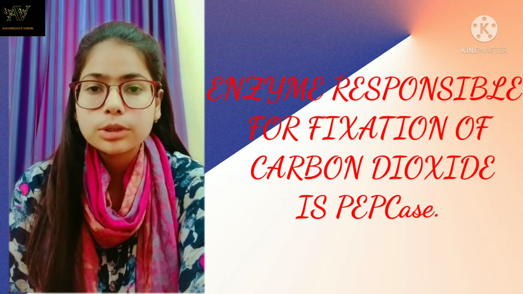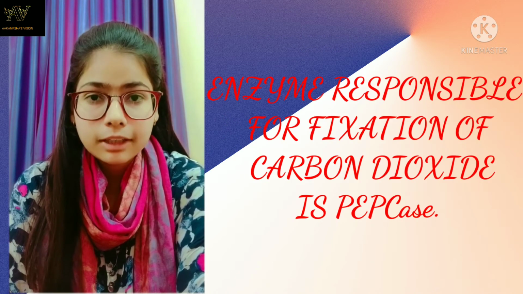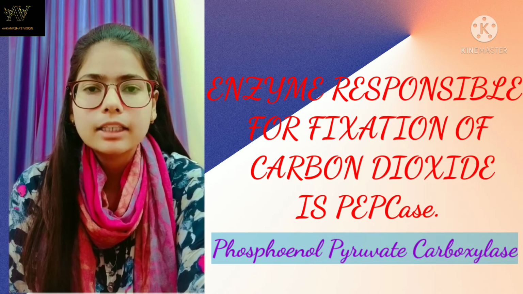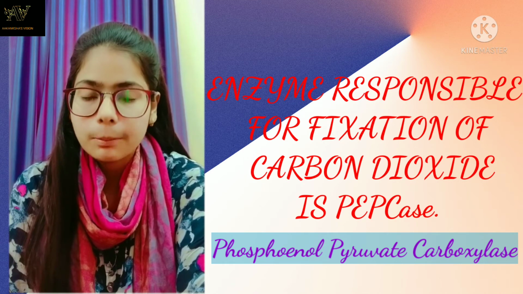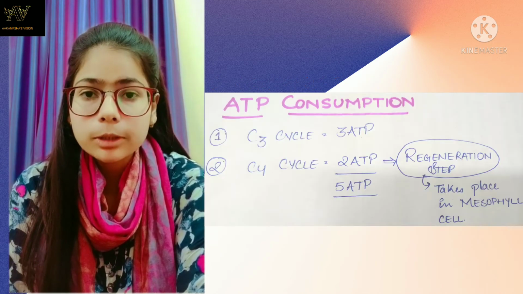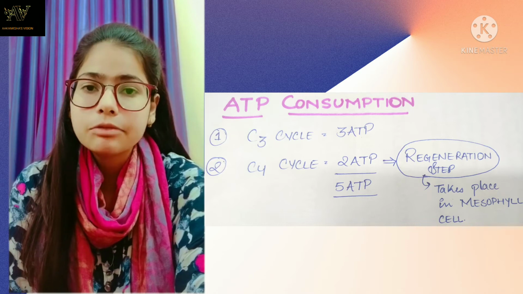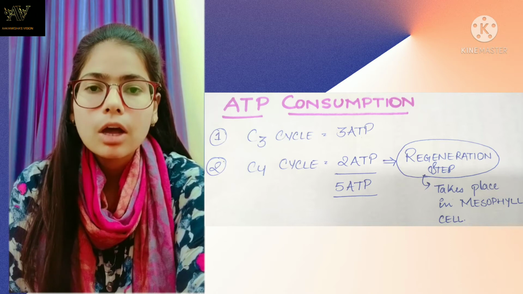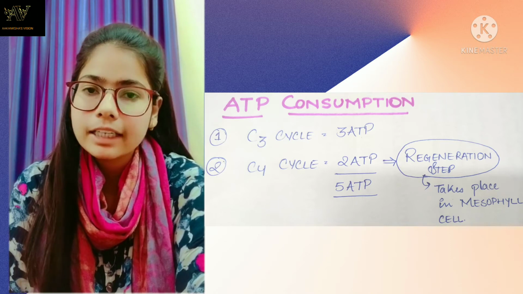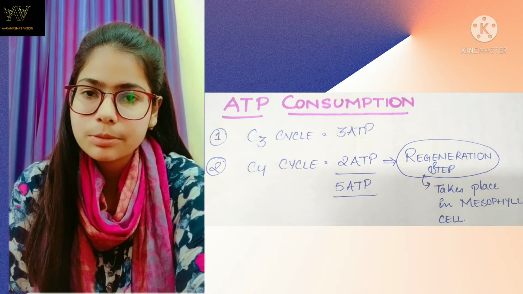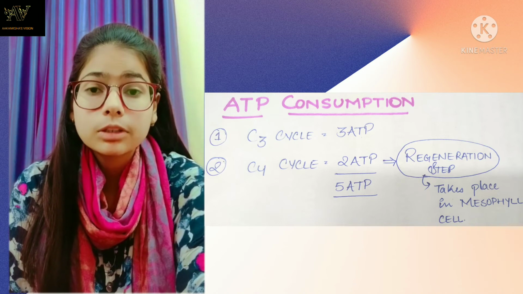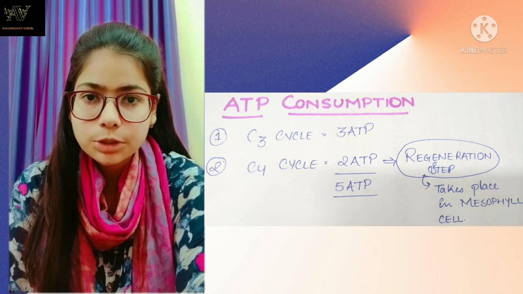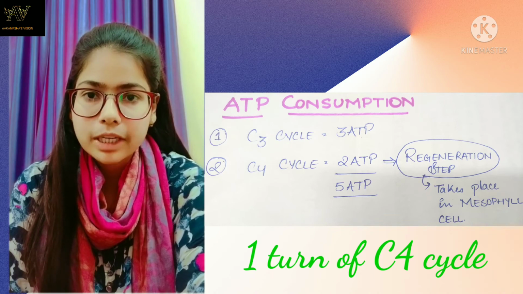The enzyme responsible for the fixation of CO2 in the C4 cycle is PEPcase, that is phosphoenol pyruvate carboxylase. Talking about ATP consumption in the C4 cycle, 2 ATP are consumed in the regeneration step, which takes place in the mesophyll cell, and in the Calvin cycle, as discussed before, 3 ATP are consumed. So in total 5 ATP are consumed in 1 turn of the C4 cycle.